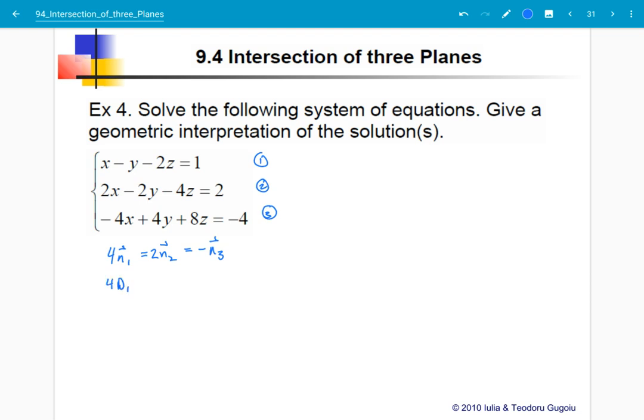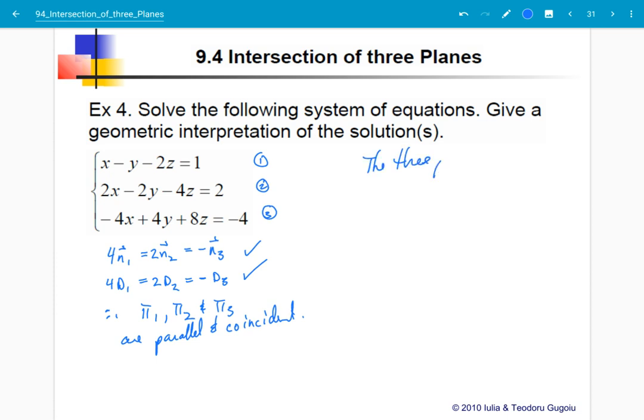So the question is 4 of D1s equal to 2 D2s equal to the negative of D3? Yes and yes. Therefore, planes 1, plane 2, and plane 3 are coincident, parallel and coincident. The 3 planes intersect at a plane, and I'm just going to state one of them, parallel, and then restate the geometry. We have parallel and coincident planes.